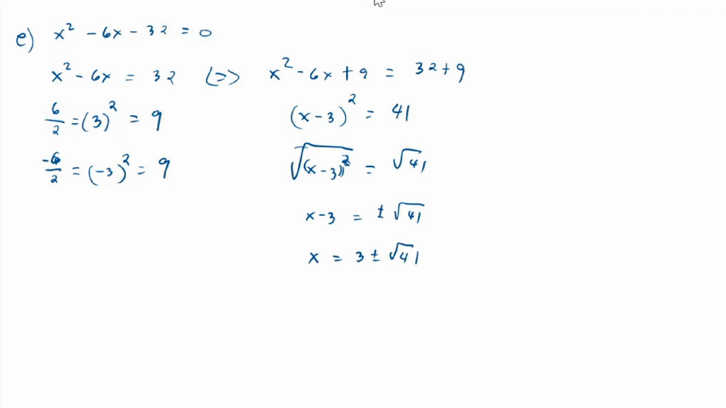Separate the two possible answers. I will write x sub 1 equals 3 plus the square root of 41. And the other one is x sub 2, we have 3 minus the square root of 41. Or, if you like, you can also take the approximate value of the square root of 41, which is 6.40. So I'll just write here 3 plus 6.40. This one is 3 minus 6.40. So 6.40 is the approximate value of the square root of 41.